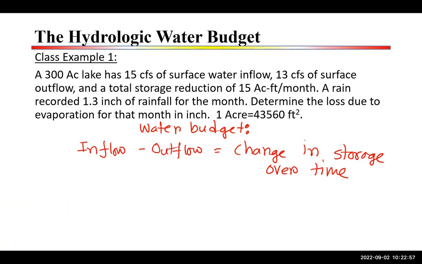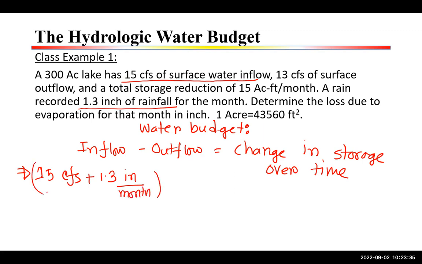Now we need to find what are the inflows we have here and what are the other known values. So do we have inflow here? The very first inflow is what? 50 CFS of surface water inflow. Okay. What else? Anything else we have? 1.3 inches of rainfall. Okay, so 1.3 inch per month.